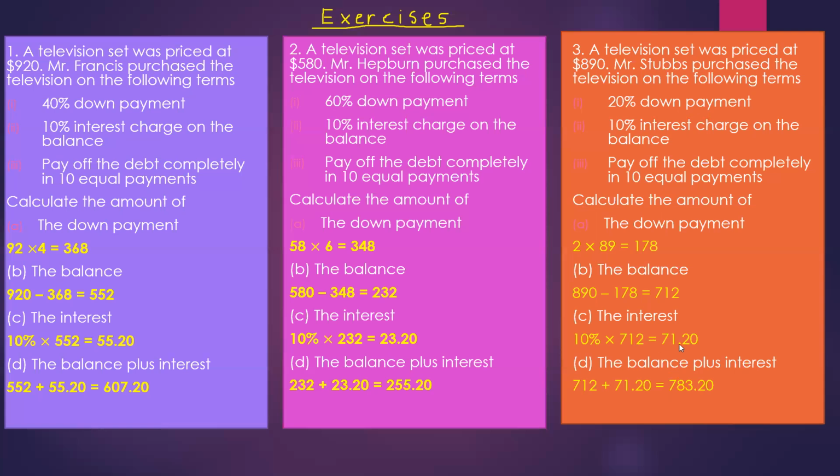And then you multiply 712 by 71.20. To get D, we add or multiply? Add. Which gives you 783.20. So we add 712 and 71.20 to get $783.20.